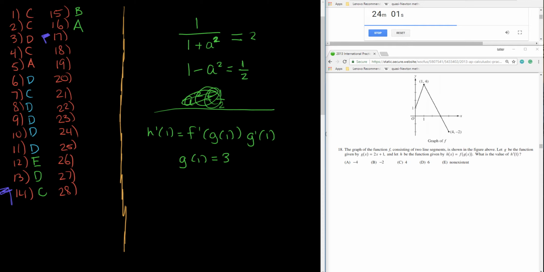F prime at 3 here is this. So let's calculate the slope quickly. Change in y is negative 6. Change in x is 3, so we get negative 2. Okay, so the slope is negative 2, so f prime at g of 1 is negative 2 times g prime at 1. And g prime everywhere is 2, so times 2 is negative 4. A. For answer 18.